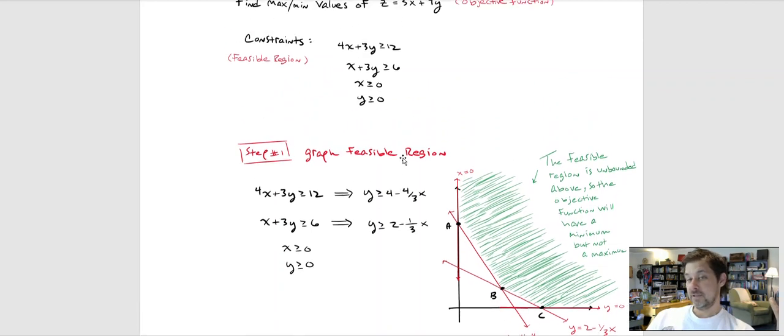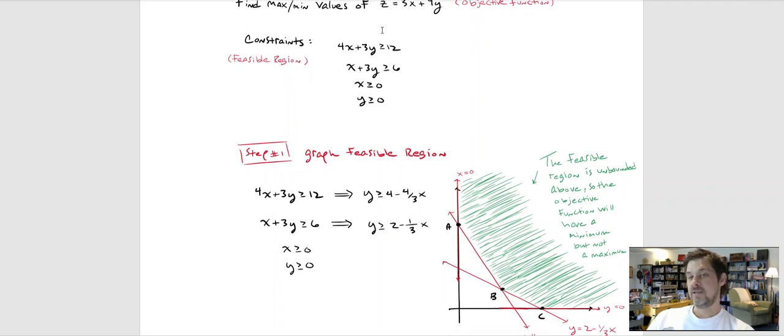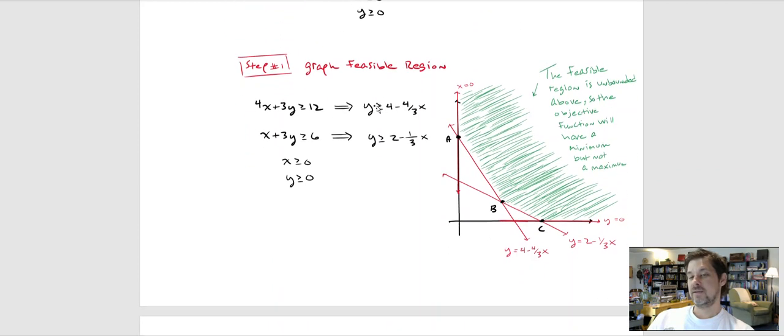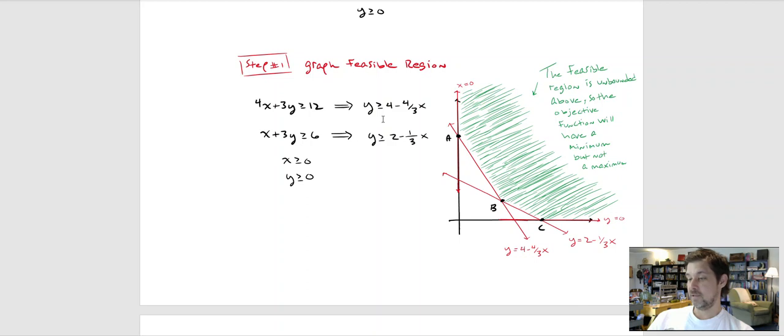The way I would do it, and there are lots of ways, is to take each of these and solve it for y, and then graph that line that I get. Like 4x plus 3y greater than or equal to 12. If I solve that for y, it says y is greater than or equal to 4 minus 4/3 x. So part of the feasible region is all the points above the line 4 minus 4/3 x. In other words, if I graph the line 4 minus 4/3 x, which you see right here, part of the feasible region is all the points above that line.